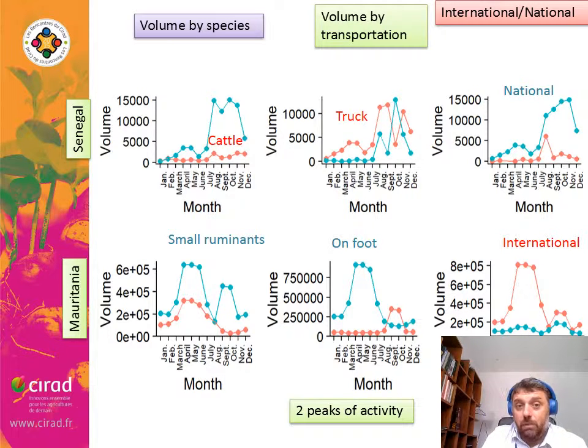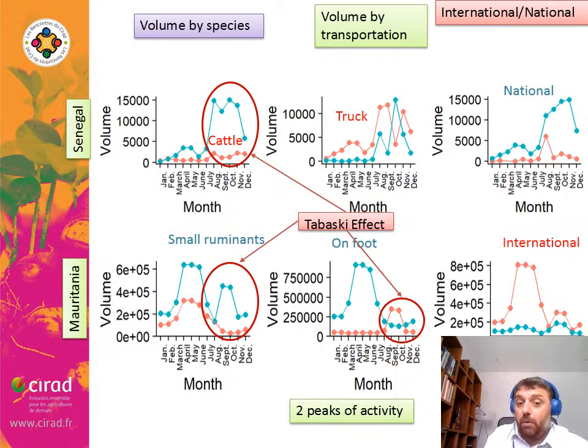A similar peak we found here for Senegal. Moreover, we noticed that in Mauritania, in the first part of the year, most of the animals are moved on foot, and in the second part of the year, for the second peak, the majority is moved using trucks. This is a clear example of the Tabaski effect. So in a short period of time, animals, in particular small ruminants, should be sent to market in a very short amount of time.